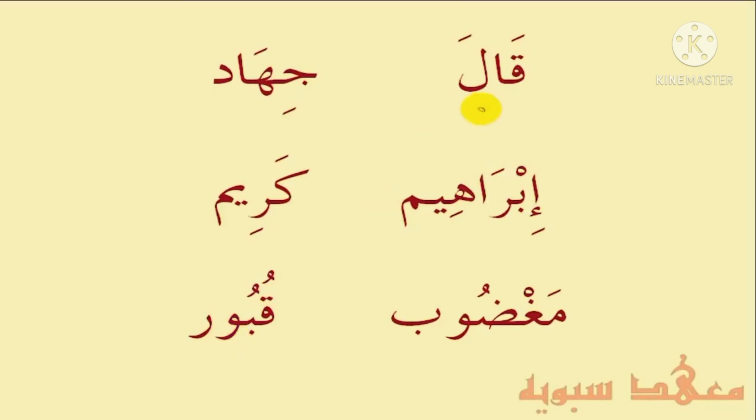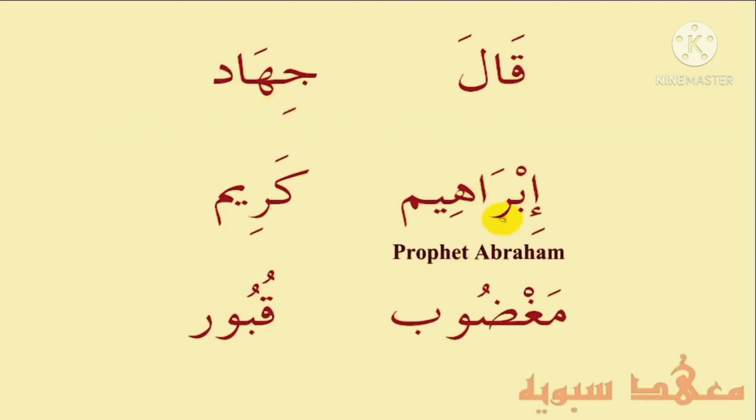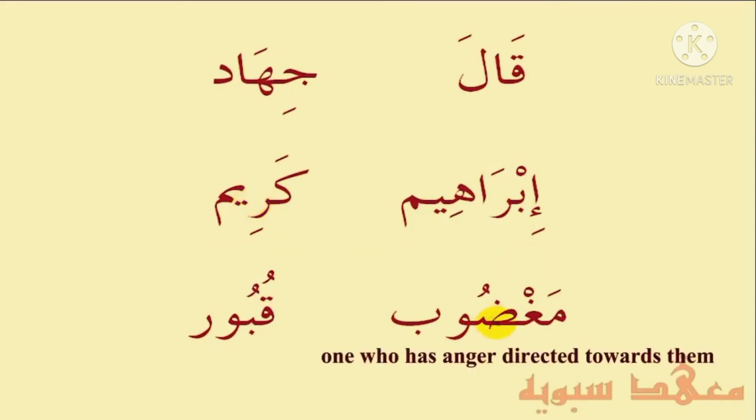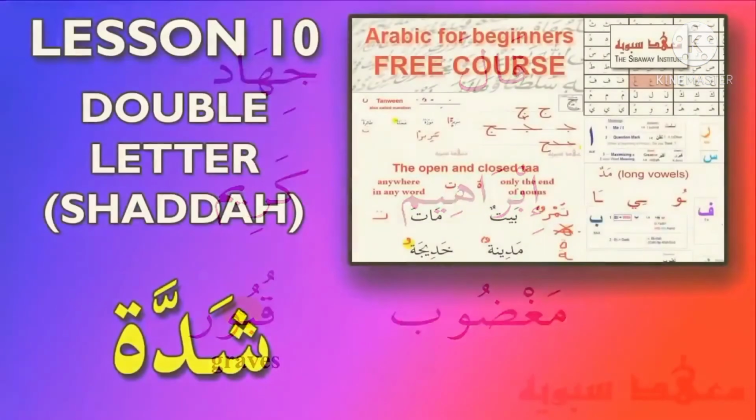Now, finally, I want to translate these words. Qala means he said. Jihad denotes the action of struggling and exerting effort. Ibrahim is the Arabic name for Prophet Abraham, peace be upon him. And as we said, kareem means one who's generous. Maghdoob denotes somebody who is the object of anger, so one who anger is directed towards. And finally we have the word qubur. Qubur is the plural of the word qabr, which means grave. So qubur means graves. Walhamdulillahi Rabbil Alameen.